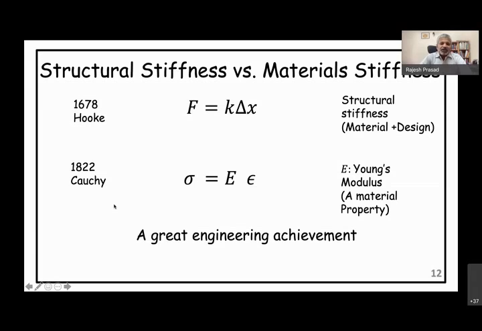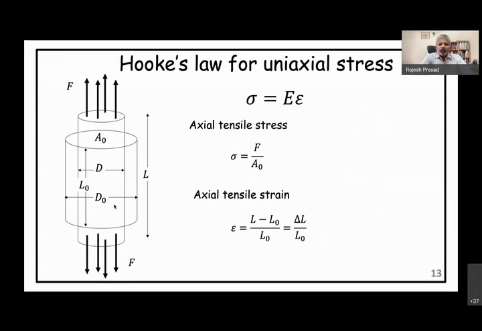So this was a great engineering achievement, to go from a force-displacement model to a stress-strain model. So we have our Hooke's law for uniaxial stress. There is a single stress and the strain is measured in the same direction as the stress. Although strain is measured in the same direction as the stress, it's not that the strain is uniaxial.